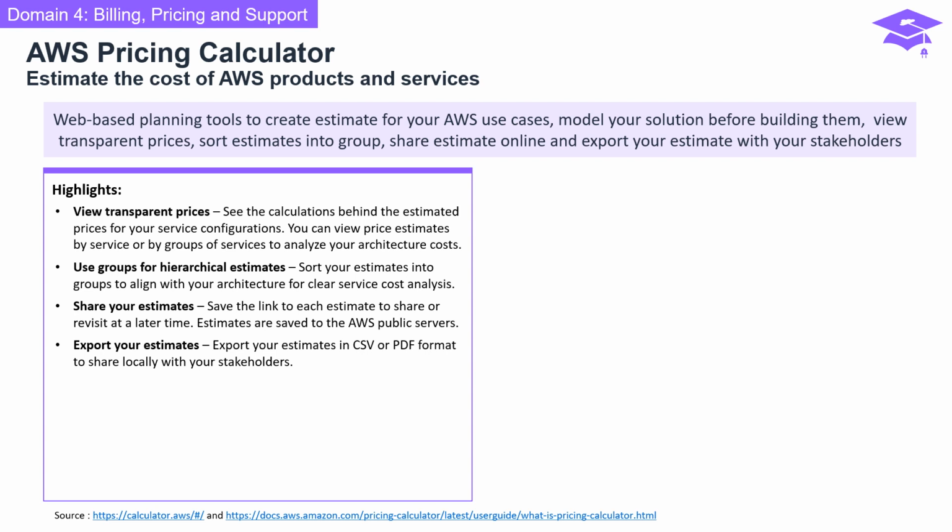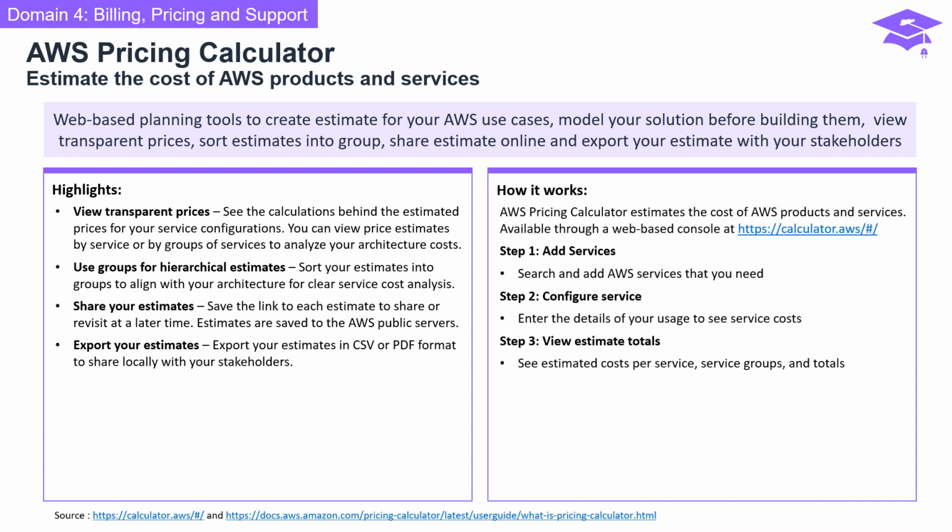Now, let's understand how the AWS Pricing Calculator works in 3 simple steps. Step 1: add services. Search and add the AWS services you need for your use case. Step 2: configure service. Enter the details of your usage to see the estimated service costs. Step 3: view estimate totals. Get a comprehensive view of estimated costs per service, service groups, and overall totals.